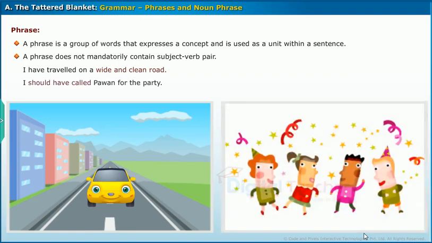Let us observe another example. I should have called Pavan for the party. Here, should have called is a group of words which together are playing the role of a verb. So we can call them together a phrase.